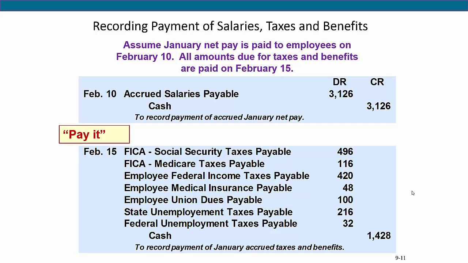Here we show the two entries required, assuming net pay of $3,126 is paid to the employees on February 10th, and that all payroll taxes and voluntary withholdings are remitted to the appropriate third parties on February 15th. Notice that the FICA taxes paid include both employee and employer liabilities added together.